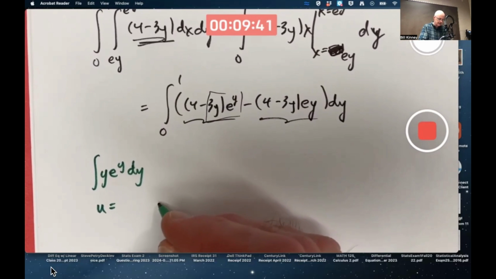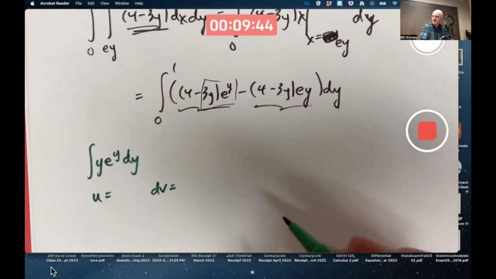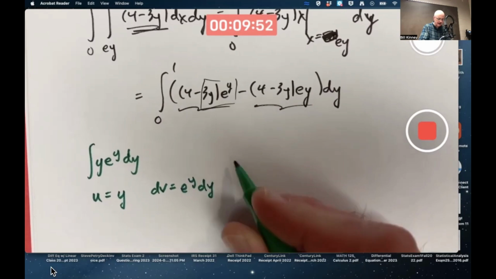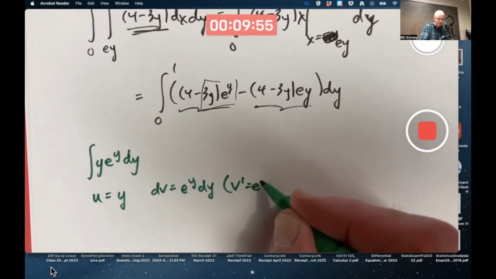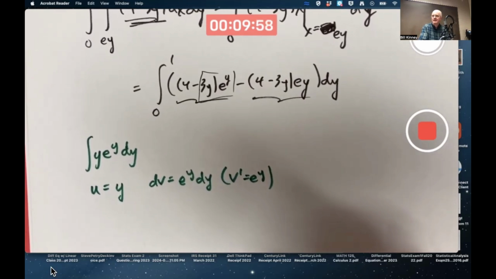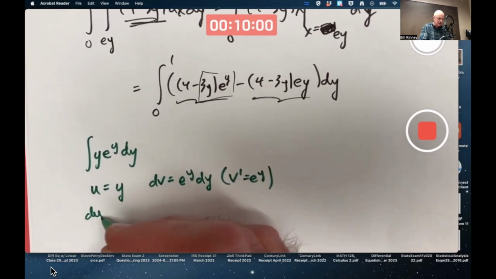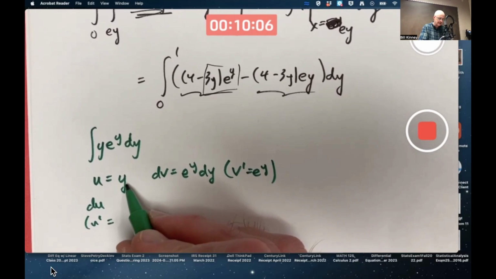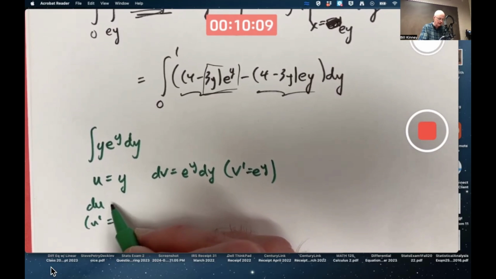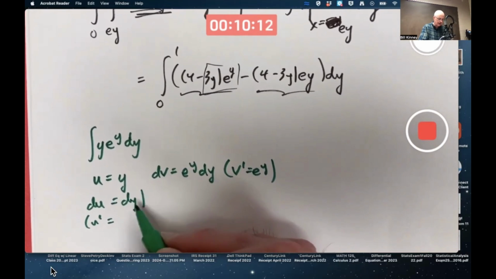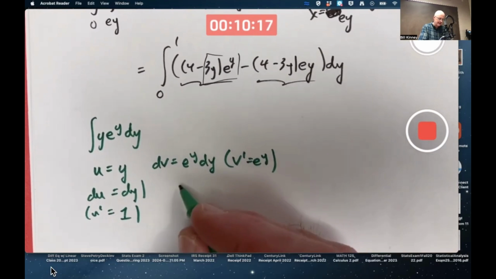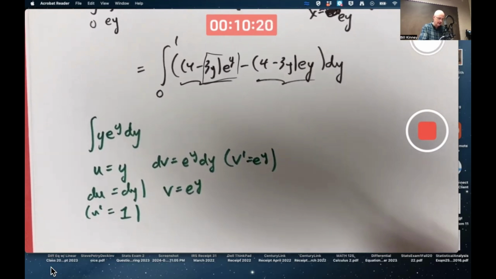Use parts. In some books, you start with a u and a dv. You'd want u to be y and dv to be e to the y dy. In other books, like the calc book we use, they call this v prime, which is e to the y. Find du or u prime. Based on u being y, the derivative of y with respect to y is 1. So du is dy, or if you think of it as u prime, the derivative is 1. Integrate this to find v, it's just e to the y.